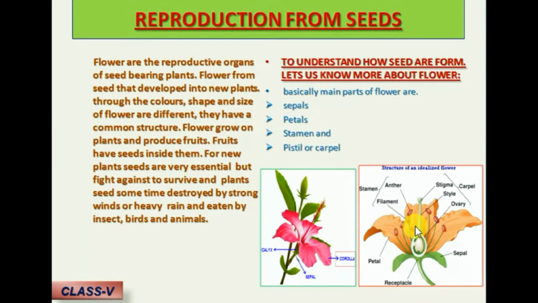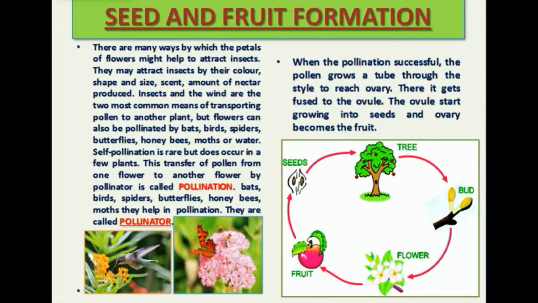Okay students, now we discuss seed and fruit formation. That means how the fruit forms from the flower. There are many ways by which the petals of flowers might help to attract insects by color or smell. They may attract insects by their color, shape and size, scent, and amount of nectar produced.